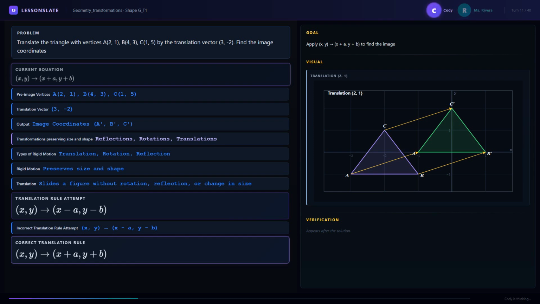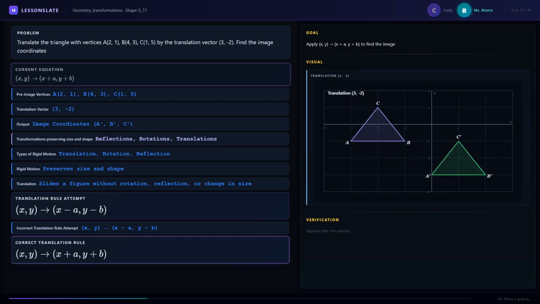Okay, so the translation vector in our problem is 3, -2. So a would be 3 and b would be -2. I'm curious if we just apply that directly to each point now that we know the rule. You've got it, Cody. The translation vector is indeed 3, -2, so a equals 3 and b equals -2. Now that we know the rule, the point x, y maps to the point x plus a, y plus b. Let's apply it to our first vertex, A, at the point 2, 1. What would be the coordinates of A prime?